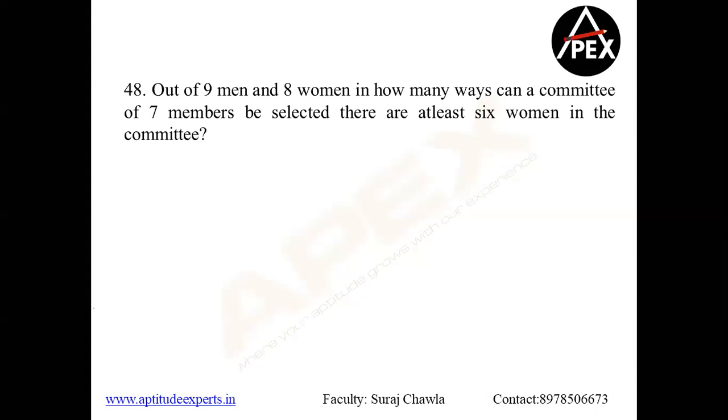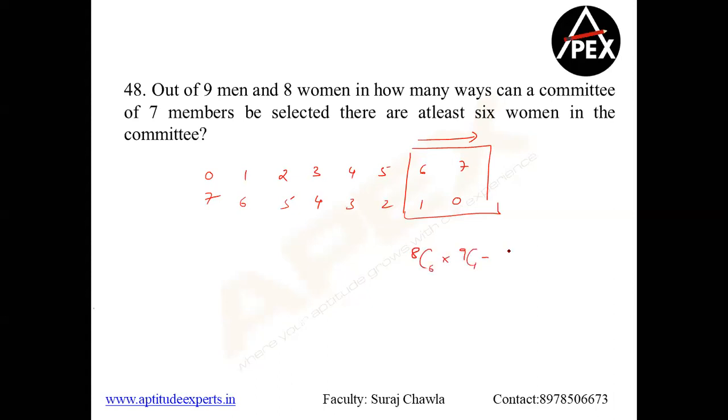Yep. So I want a committee where there are at least 6 women. Now again, look at it. If you want at least 6 women, now you have 0, 7, 1, 6, 2, 5. I need not go total in a different way. I just need the last 2 cases. Clear? At least 6 women means I want minimum 6 and I want maximum as per the question. So this is going to be 8C6 into 9C1 plus 8C7. This is going to be our answer. Simple.